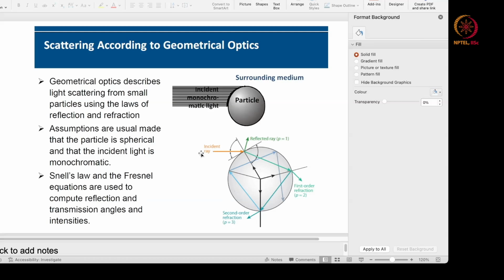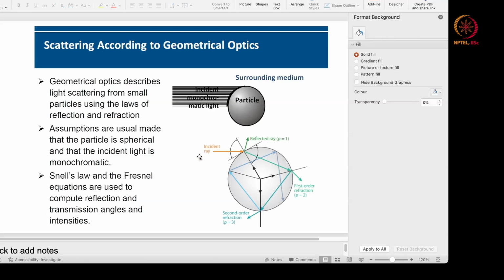So looking at this particular scenario, let's take one incident beam, the incident ray, which is shown in this particular color. Part of it is, of course, reflected, and part of it is refracted. Where it comes out, it's basically the first order refraction. Then a part of it again gets reflected from this interface and comes out to the other side, which is called the second order refraction. And this goes on and on. The cycle kind of goes on and on.